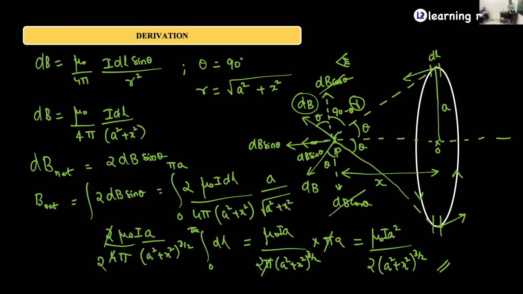Because each dl, so you write it in bracket. We consider 2 dls, out of which each dl will cover a distance of pi a. It's not 180 degrees. It will cover a distance of half the circumference.